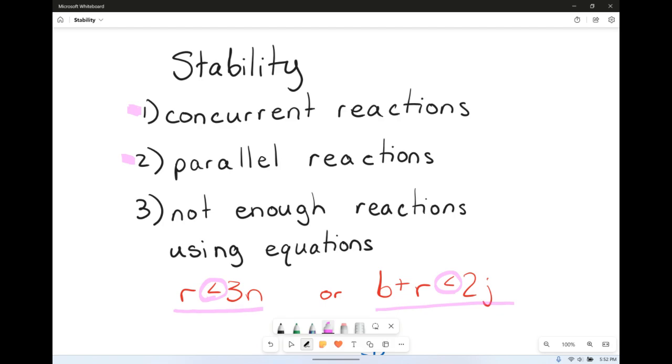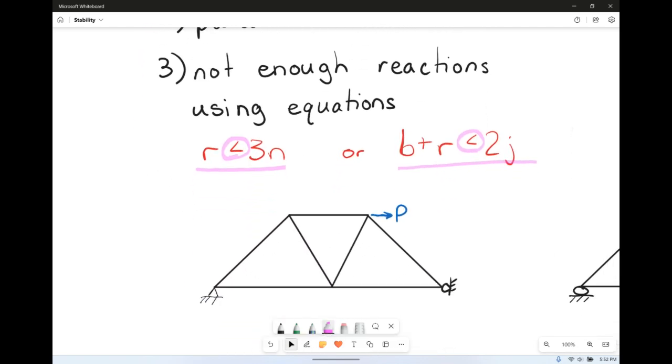So even if you're determinate, if you have concurrent reactions, or if you're determinate and have parallel reactions, your truss is still not stable, or your beam or frame is still not stable. So let's have a look at what that can be.